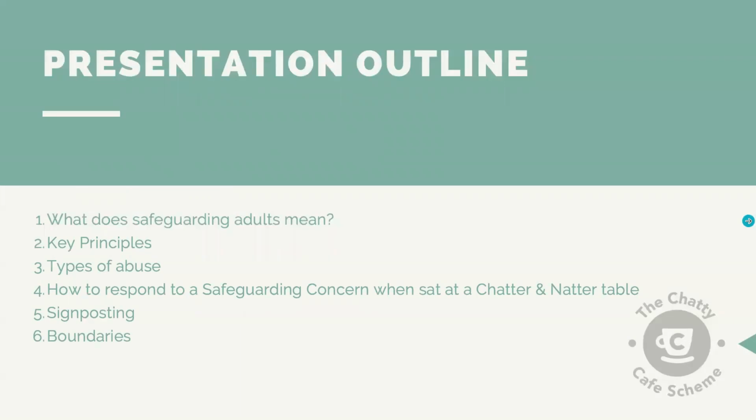The presentation outline. In this session, we will cover what safeguarding adults actually means, the key principles of safeguarding, the different types of abuse, how to respond to a safeguarding concern when sat at a chatter and natter table, how to signpost people to other services to help them, and the boundaries that we need to keep within.